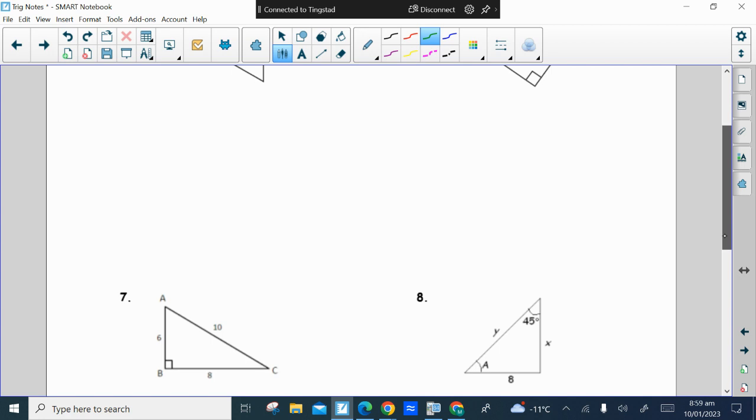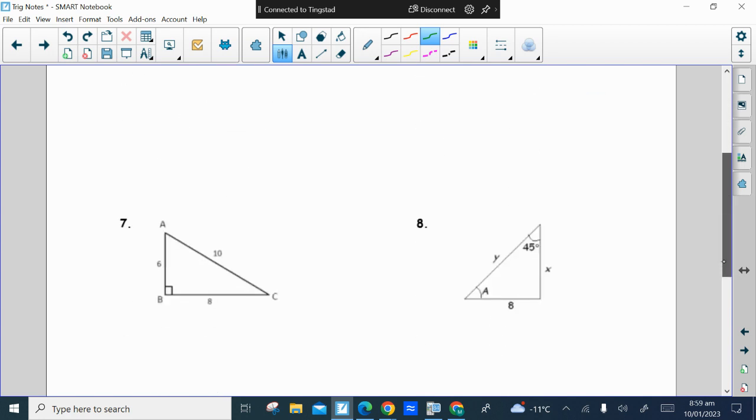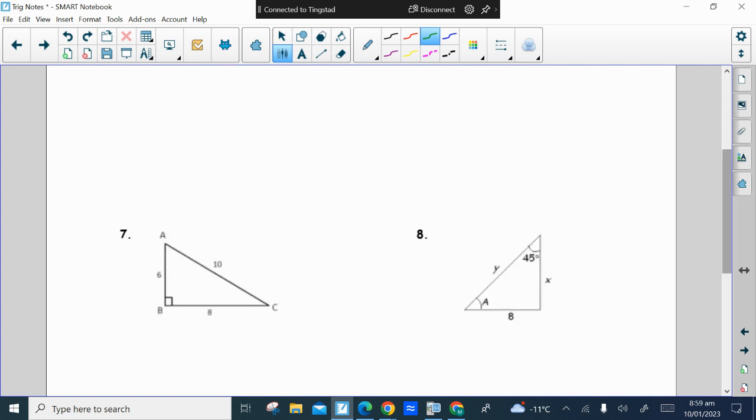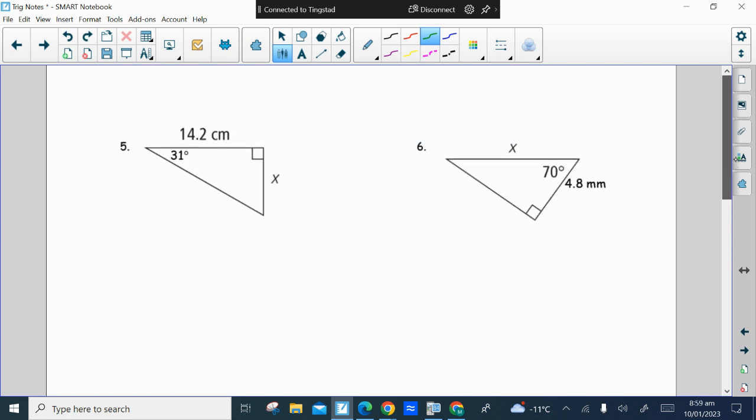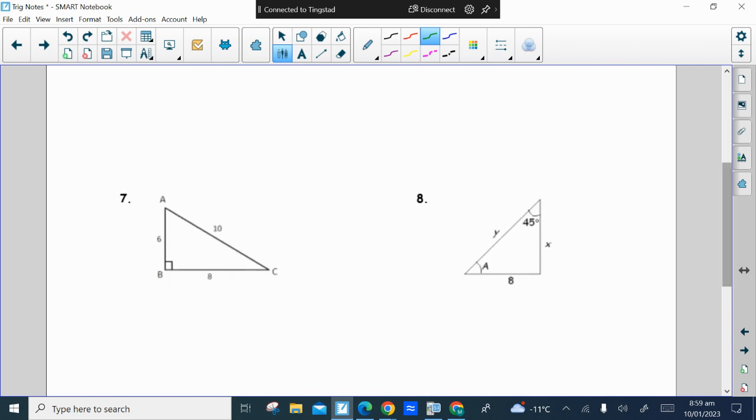So let's skip down to question 7. There is nothing indicated there for question 7. So let's say we want to find the missing angles, because we only have to find 2 angles here, and then we have the triangle solved. So let's say you want to find angle C first.